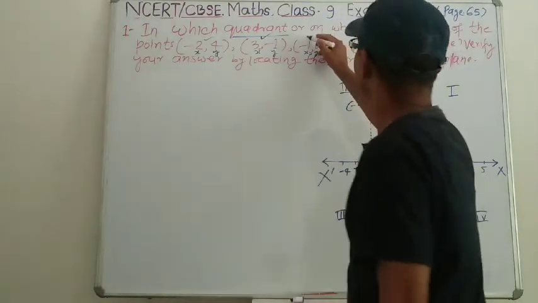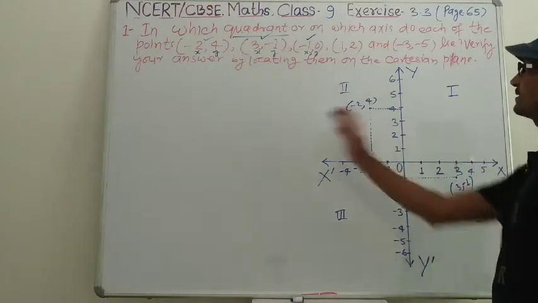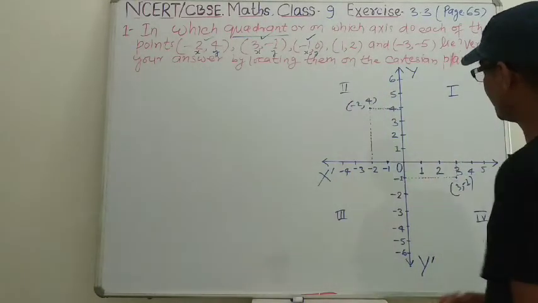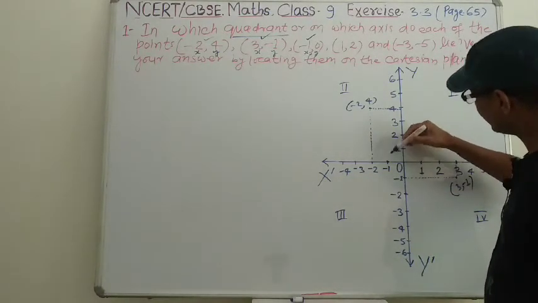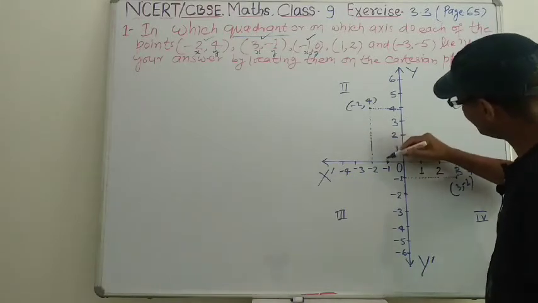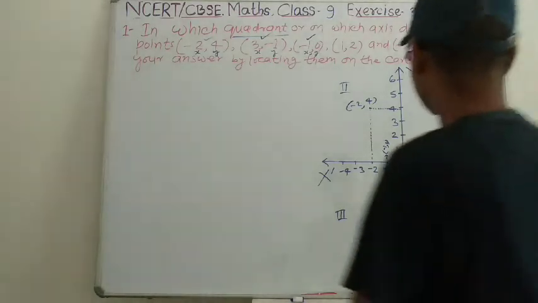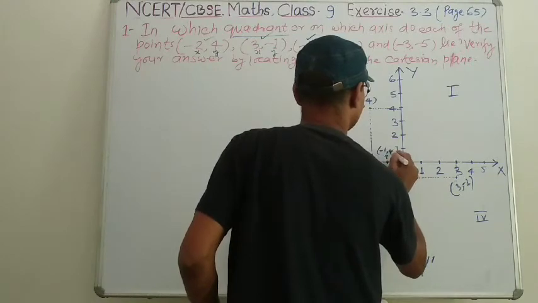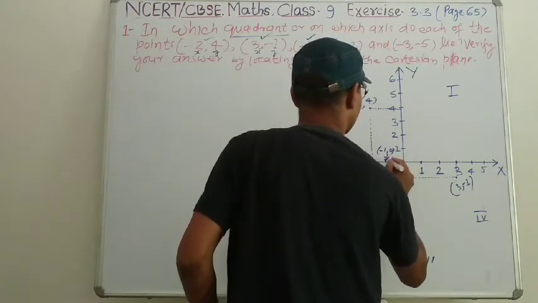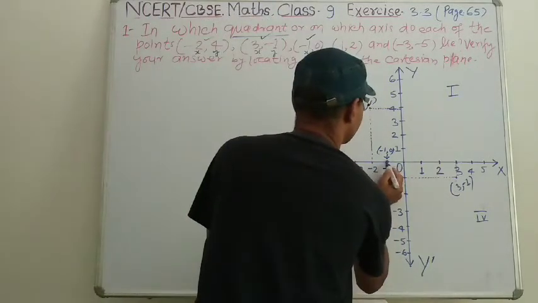Now next, this minus 1, 0. Check minus 1 on the x axis: here is positive 1, and on that side is minus 1. So it is minus 1 and 0. 0 means it stays on the same line, because on the y axis it is 0. The x value is minus 1, y is 0. So this point is minus 1, 0. On the x axis, on the negative side, it is here.